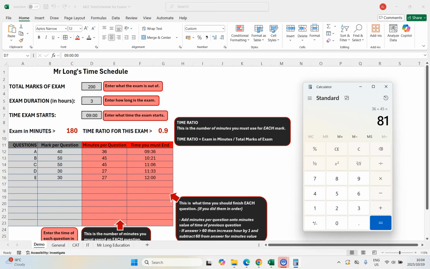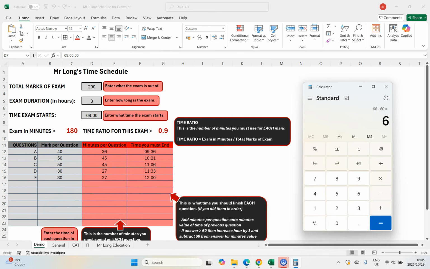If that number is above 60, then you're going to increase the hours by 1. So it goes from 9 to 10, and we minus 60 from that 81, and we'll get the minutes that will be left over with the 10. Try it again. 21 plus the 45 for that question, we get 66, which is above 60. So we increase the 10 to an 11 and we minus 60 from that and we get 6, which will be the minutes for that part. So that's what you do. If it's not above 60, then you leave it as is.